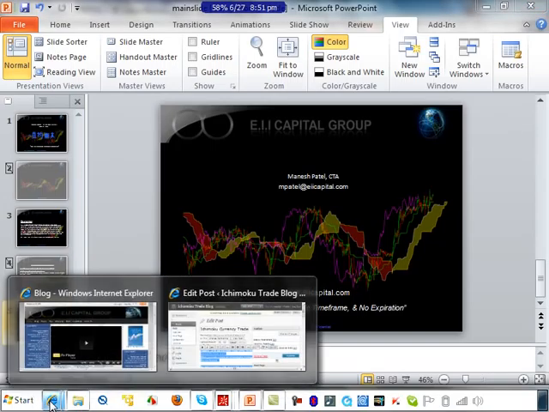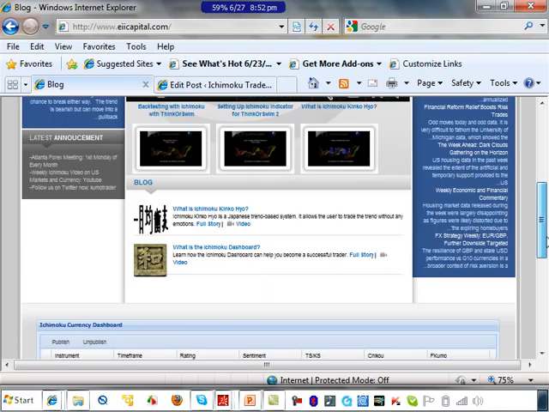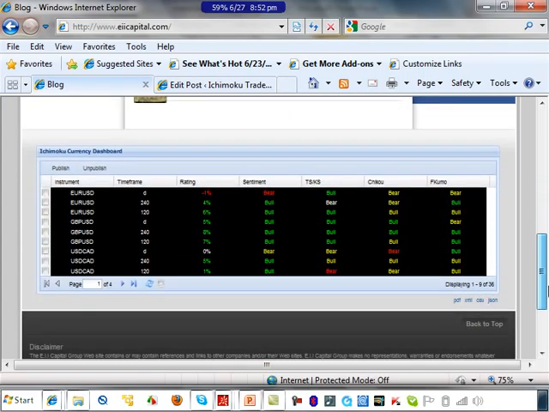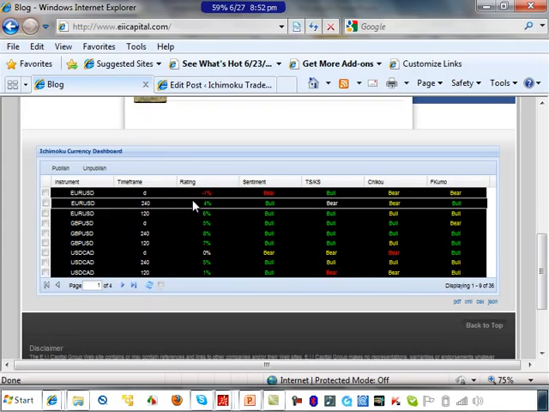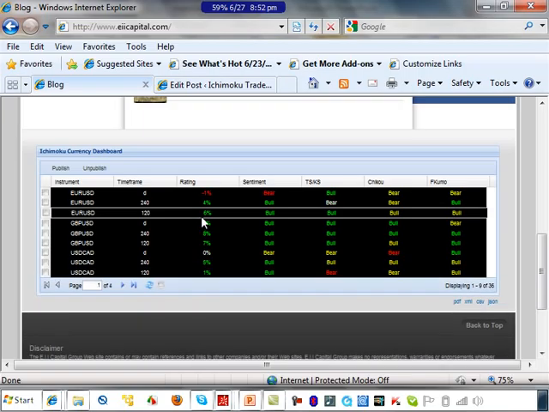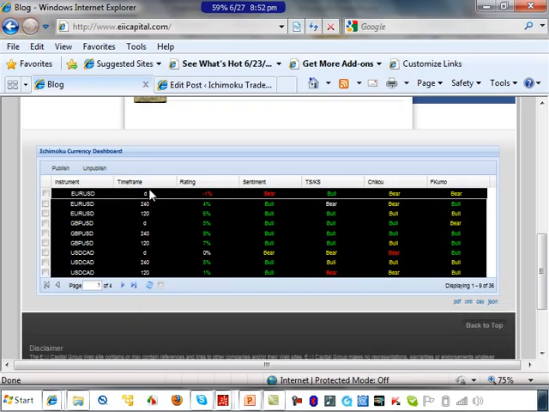Okay, first thing we're going to do is go to the Ichimoku Dashboard that we've created. It's kind of like a little cheat scanner type of scenario. Remember, what we're looking for is a rating on the bullish side of 5, including 5, and above to 8, where 8 is the most bullish. And on the bearish side, we're looking for -5 to -8, with -8 being the most bearish.